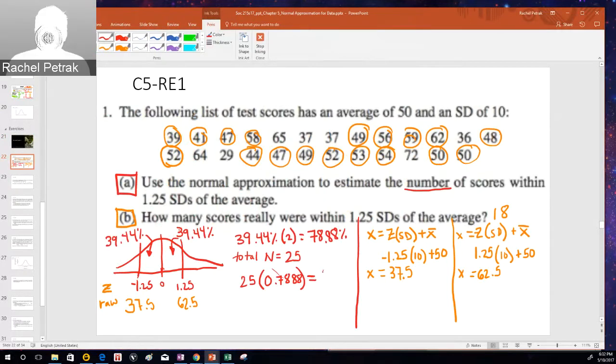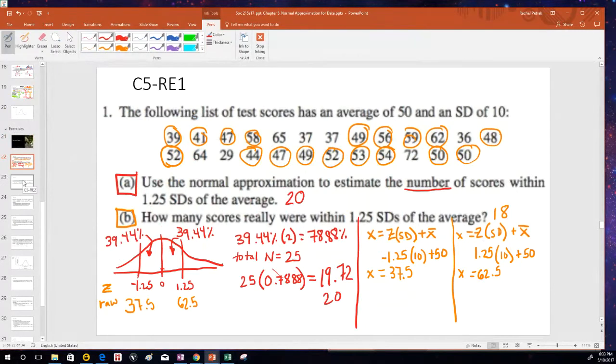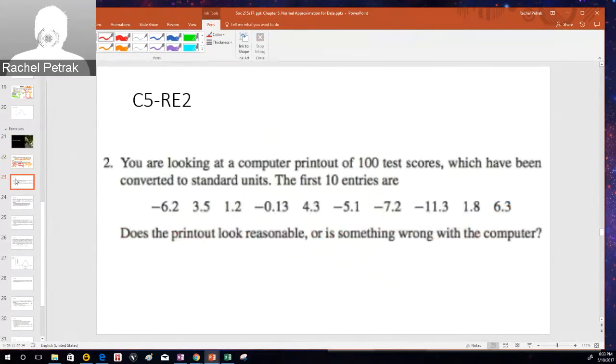For a final answer here of 19.72 scores. And another issue is that to estimate the number of scores, well, obviously we don't have a part of a score within this deviation. We have whole numbers, they're either 19 scores or 20 scores, so we'll say there's about 20. And when we do the math, we find 18. Does that make sense? Hopefully, yes.